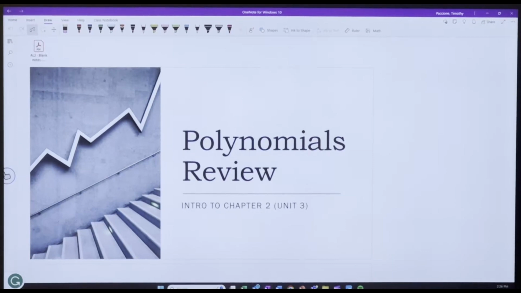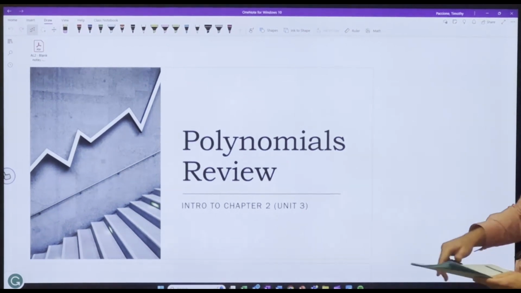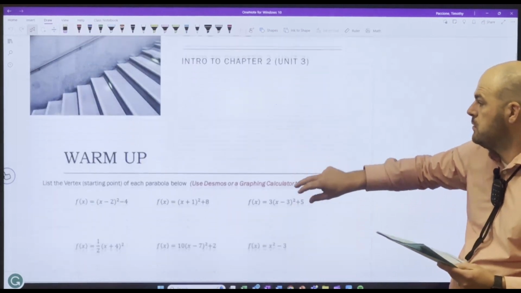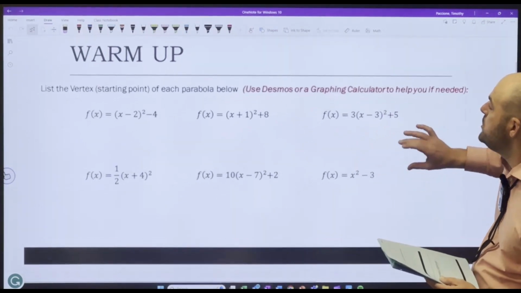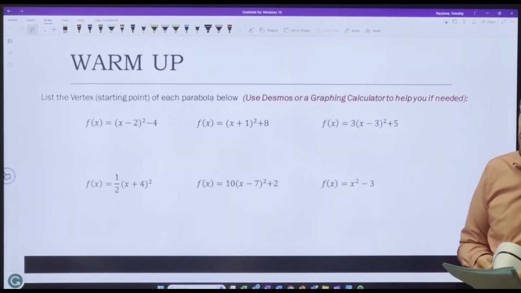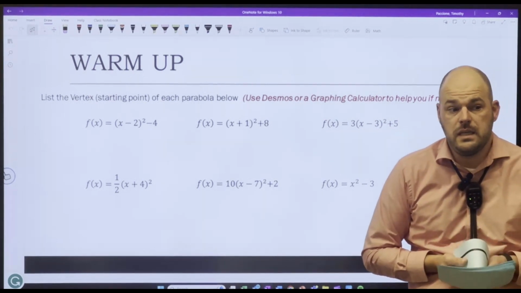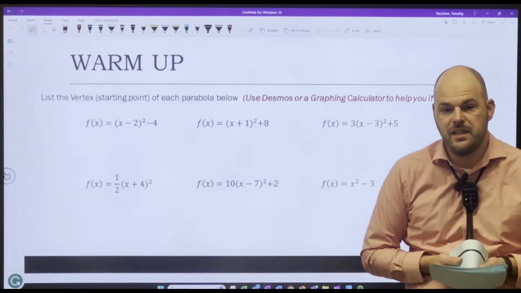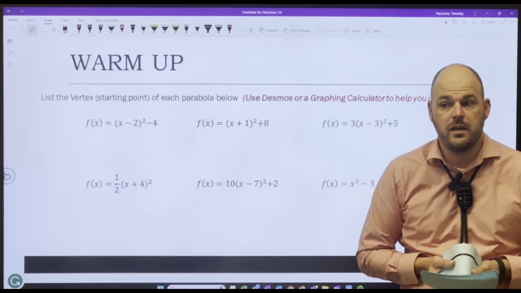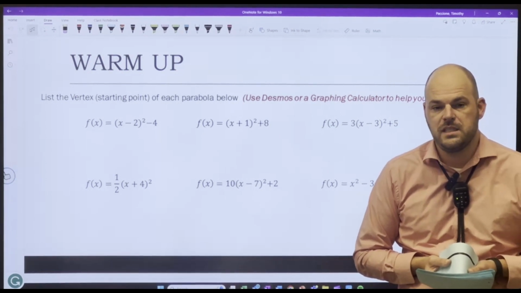Remember, think about what you know, right? What do I know about this from the last unit, and how can I have it answer that question? Now, it says you can use Desmos or a graphing calculator to help if you need. If you don't need that, there's a way to get this warm-up done super quick if you remember what these things do.